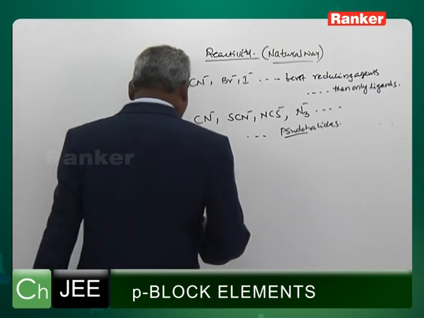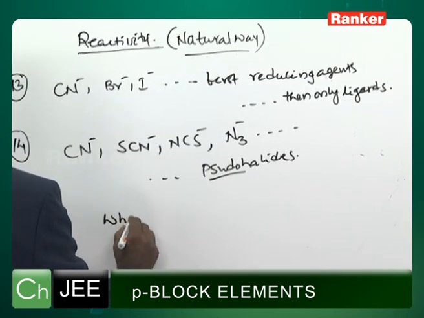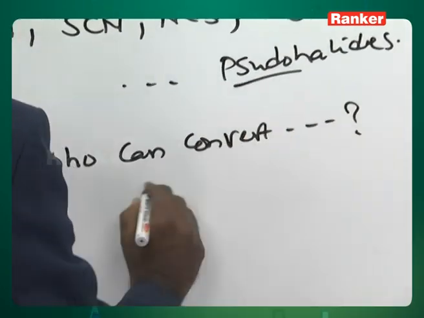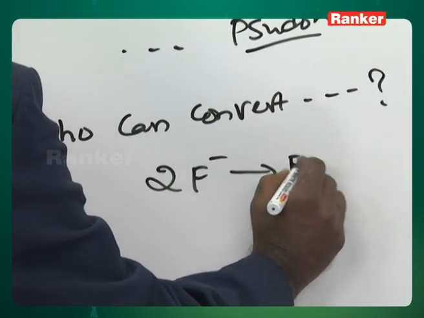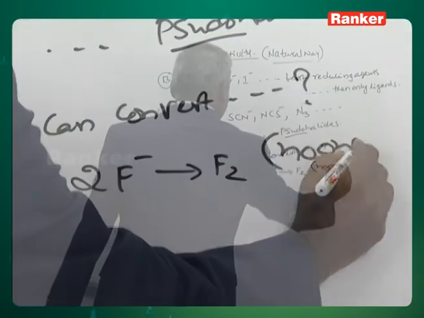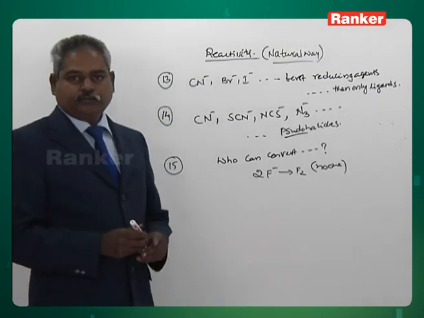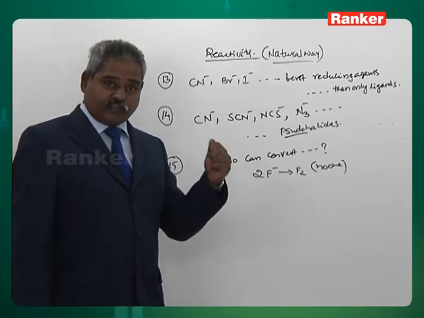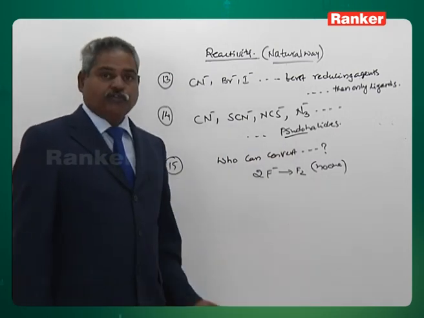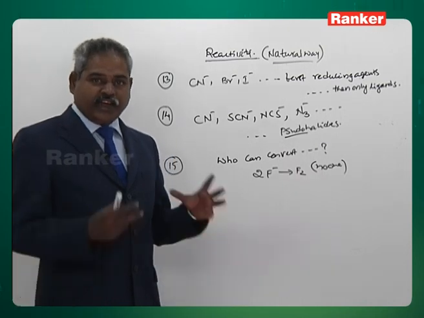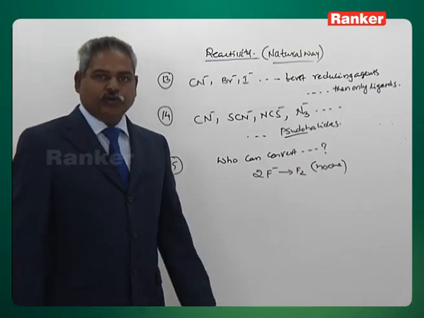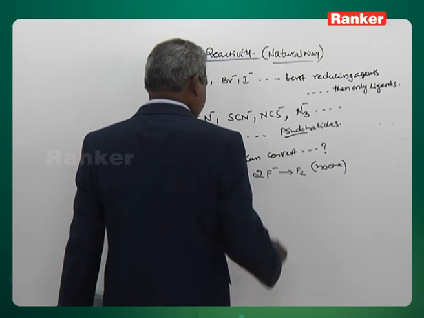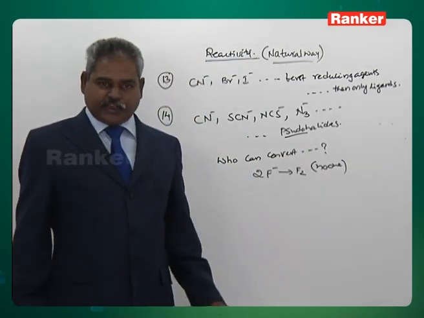Now, who can convert F minus to F2? No one can do that. I already told you it's next to impossible. It's a very difficult task. Why? Fluorine always wants to be in its F minus state rather than combining with another fluorine. I told you two fluorines hate each other because of the too many lone pairs in too little space. So, F minus doesn't give electrons to anybody, means F minus never acts as a reducing agent. That is the meaning.